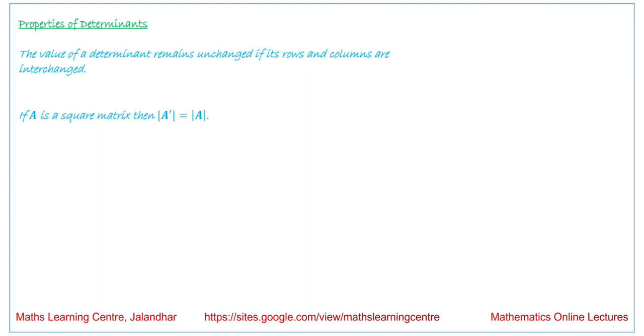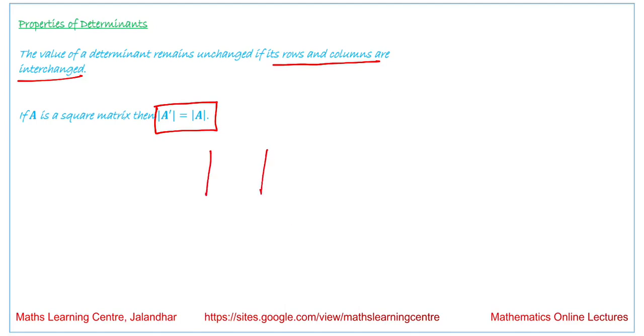Next we have the properties of determinants. The first property we have: the value of the determinant remains unchanged if the rows and columns are interchanged. That is, we are saying the determinant of A and the determinant of A transpose are equal. So this is our first property.